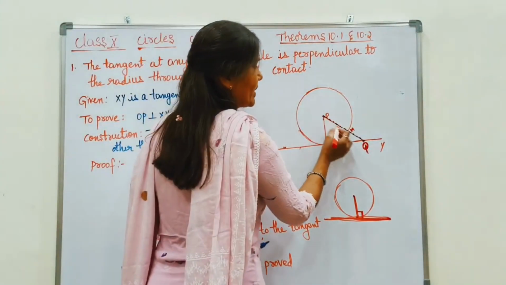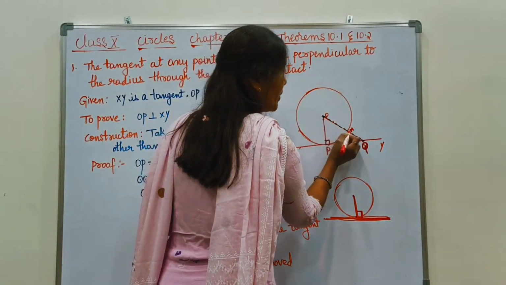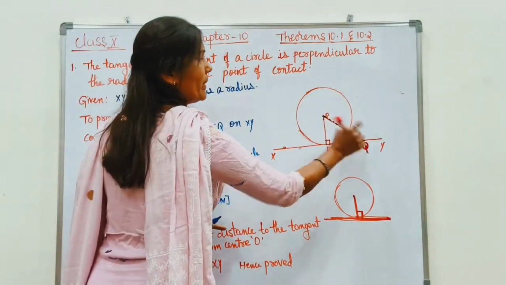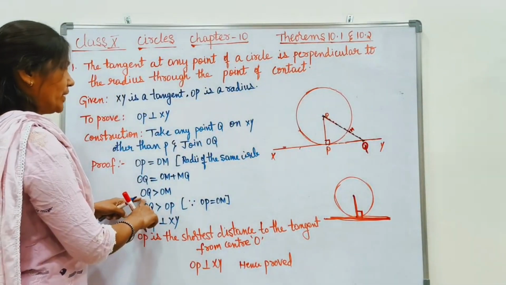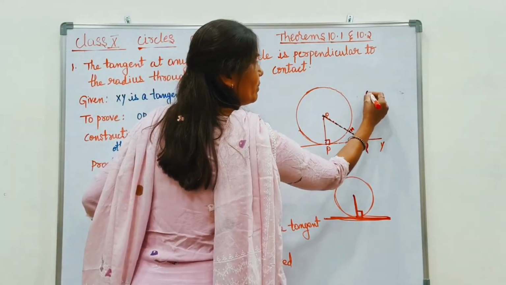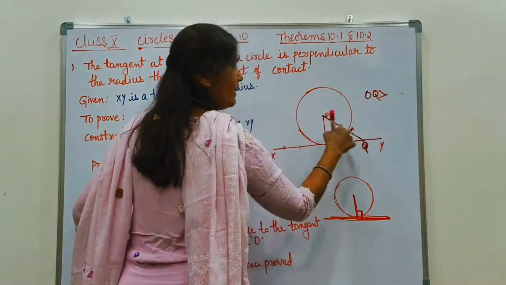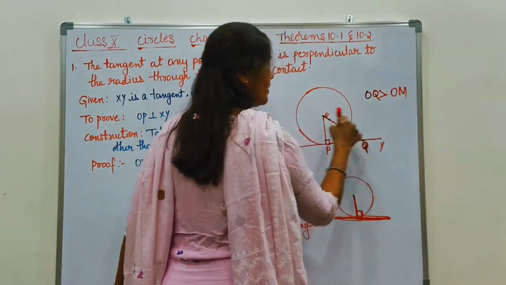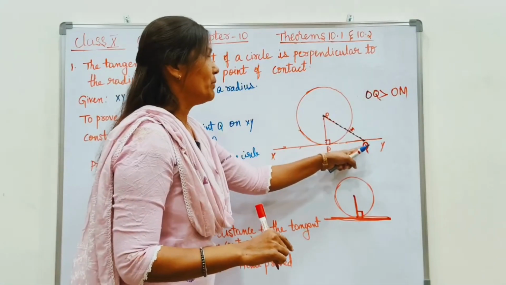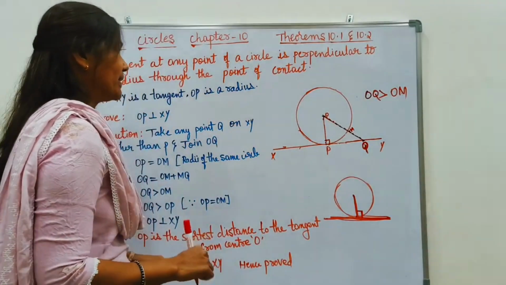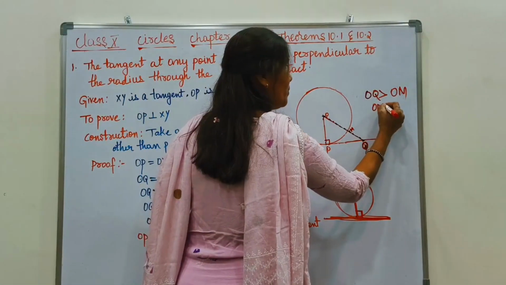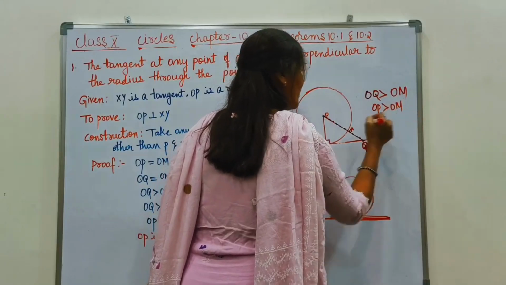Next, carefully listen. Next point: OQ is equal to OM plus MQ. Next point: OQ is greater than OM. You can see this is the big line and this is the small line. Since OP is equal to OM, we can write OP is greater than OM.